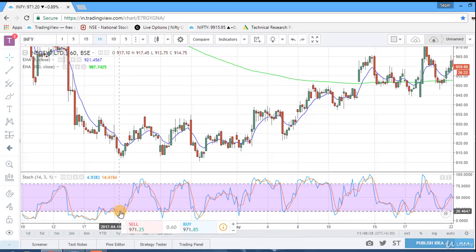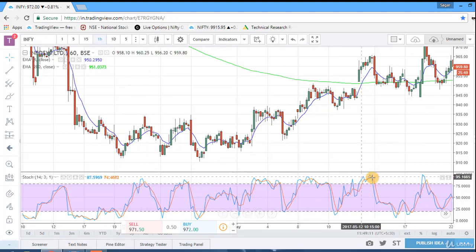When K line crosses below D line, look at here. When K line, this blue line, crosses below D line, this orange line, and they cross down this 80 line, this is the 80 line, then a sell signal is generated. This is a signal of selling.